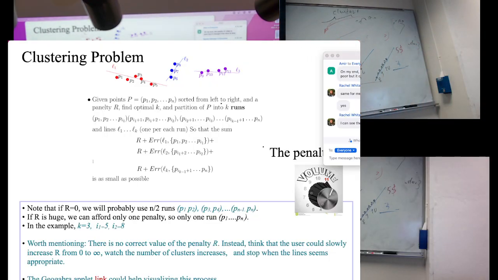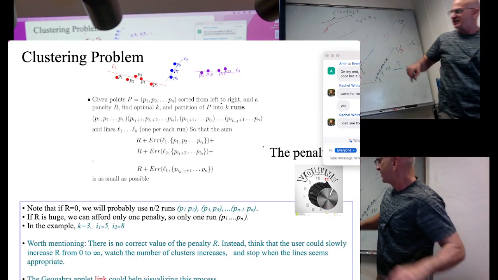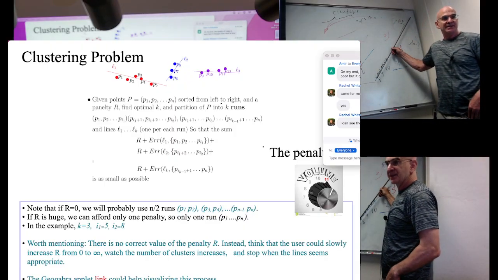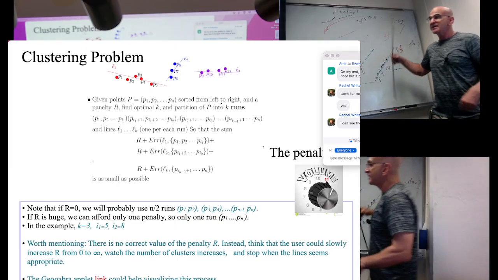So we assume that the user gave us a specific R, and we need to say, I want to have 3 runs. The first one always starts at P1. I want the second one to start at P4, and I want the third one to start at P8. That's a good partition that the algorithm should spit out. And for each such run of points, each such subset of points, here are the 3 lines that fit them best. And how do I know that that's the best clustering?